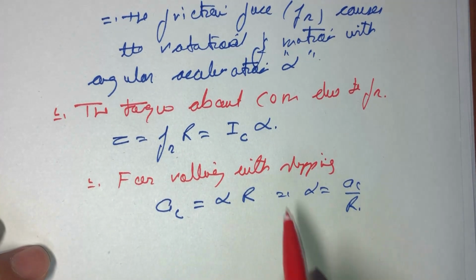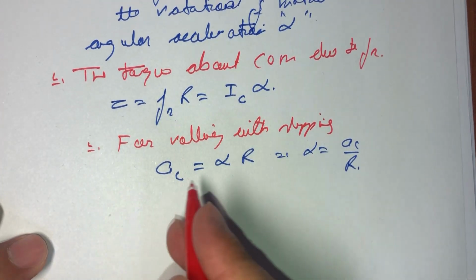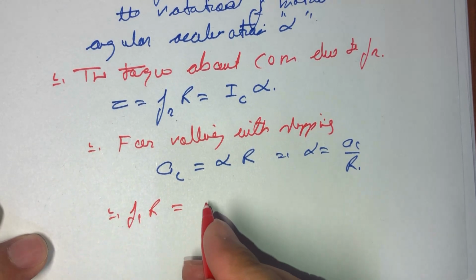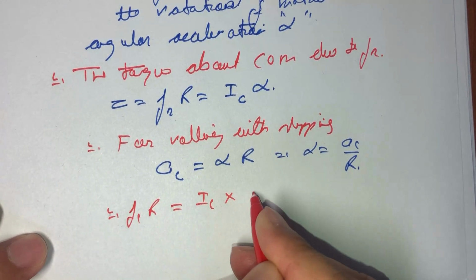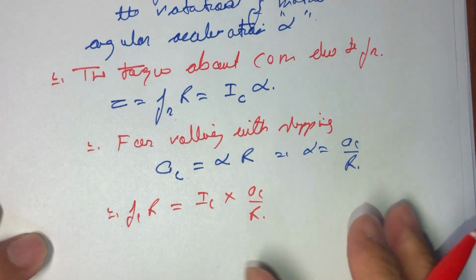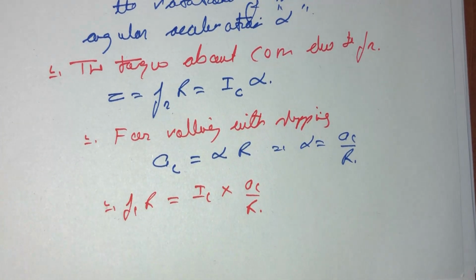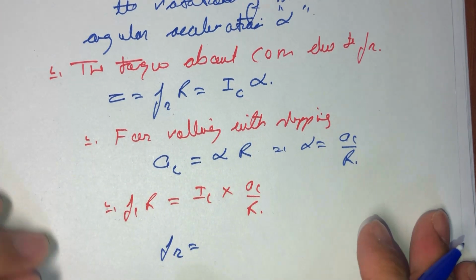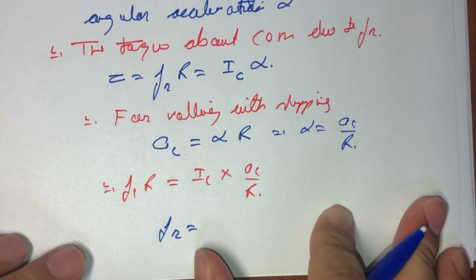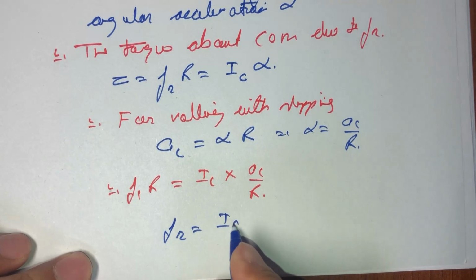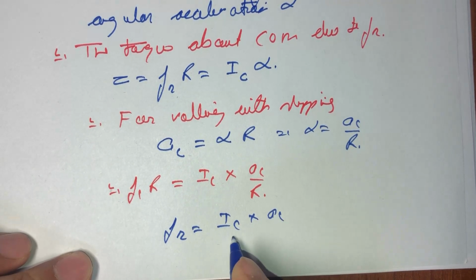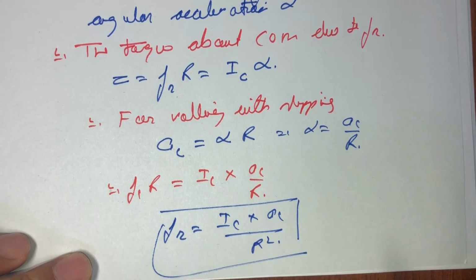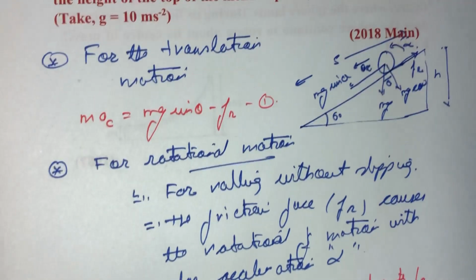So substituting the value of alpha in this equation, we get Fc upon r is equal to Ic multiplied by AC into r. And from here we can write that our frictional force Fr will be equal to Ic multiplied by AC divided by r square. So substituting this value of frictional force in equation 1.